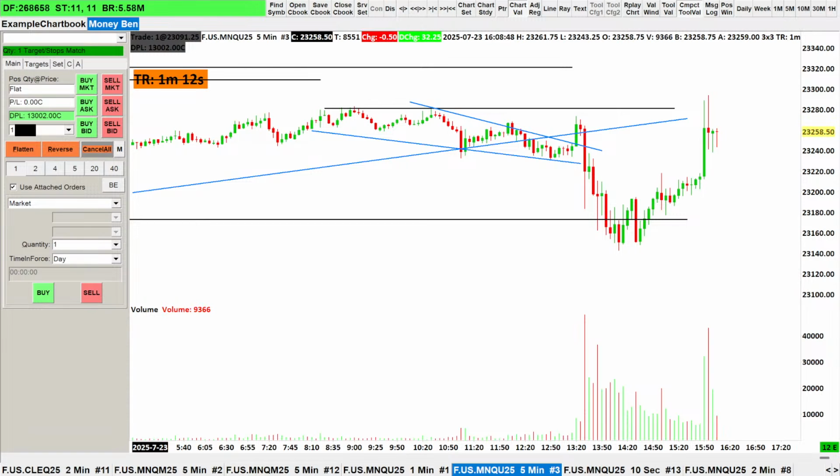All right, so basically what I'm gonna do is break down how I made 13K trading the Nasdaq 5 minute chart. We are going to do it. We're gonna break it down. Okay, so let's go.